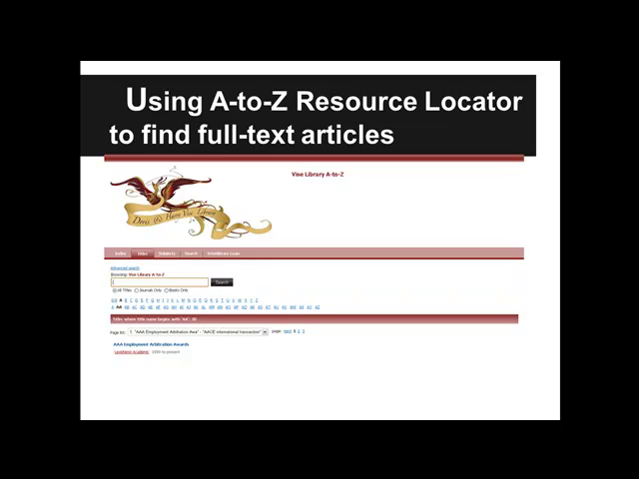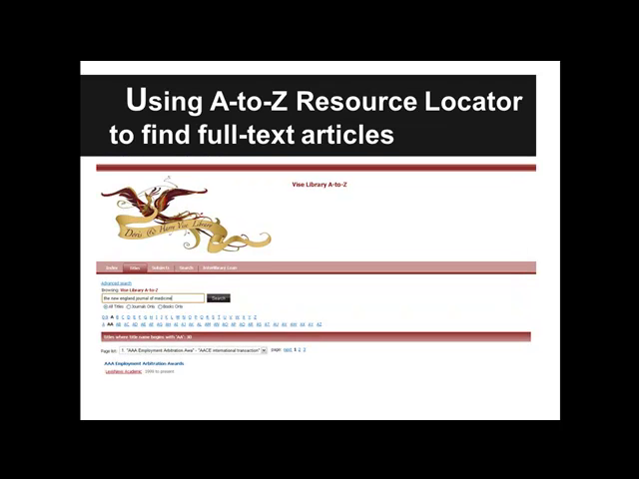Since we know the information about our article, we can put the article source in the search box, the New England Journal of Medicine, then click Search. A to Z searches through journal titles, so it's important to have that information available.